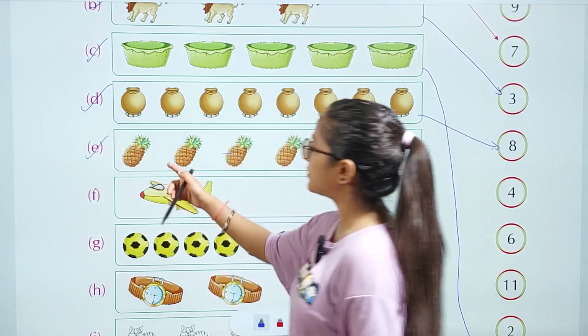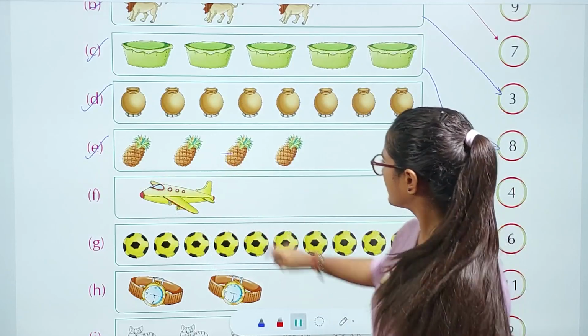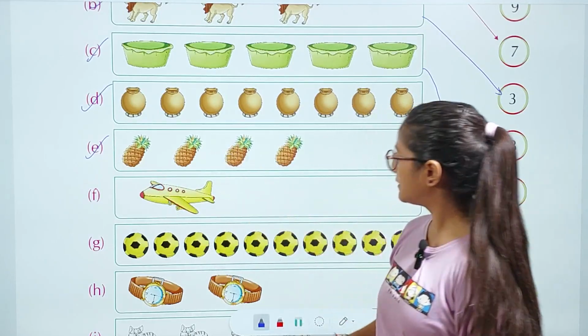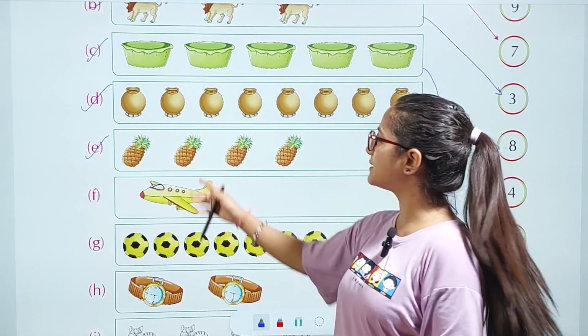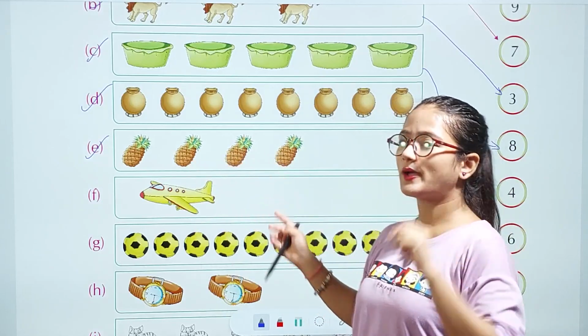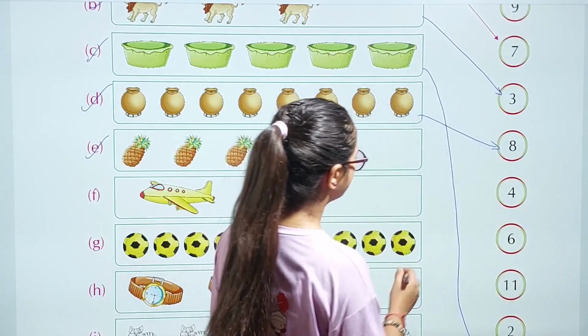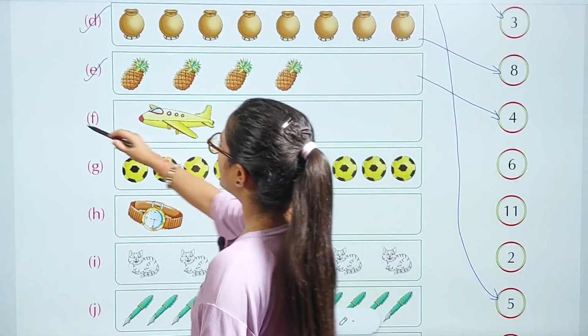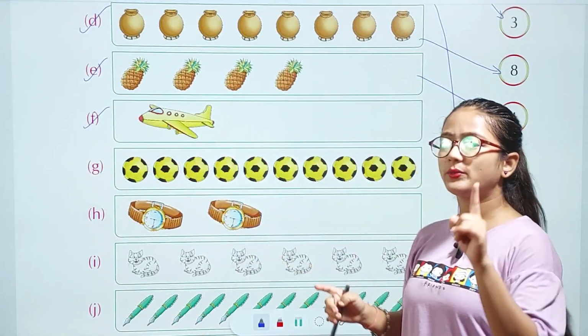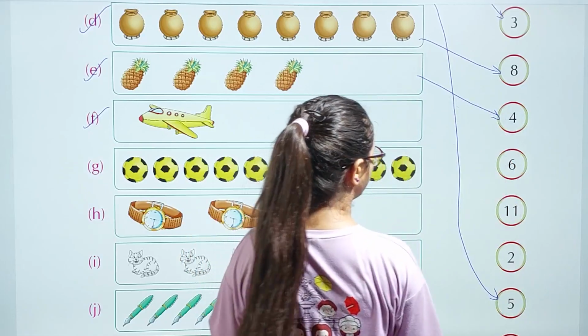Next, what is this? This is a pineapple. So how many pineapples are there? 1, 2, 3, 4. 4 pineapples. So match with 4. Next, this is an airplane. Only one airplane is there. So match with 1.